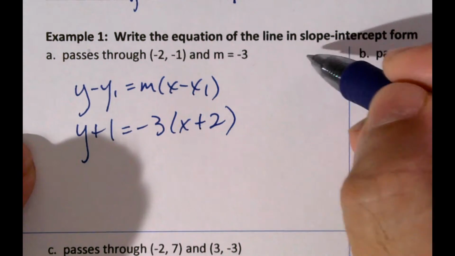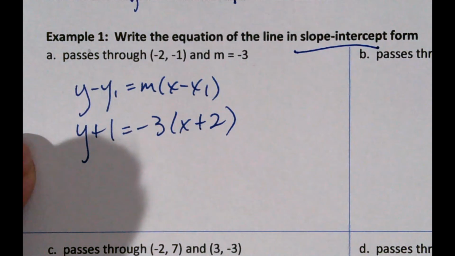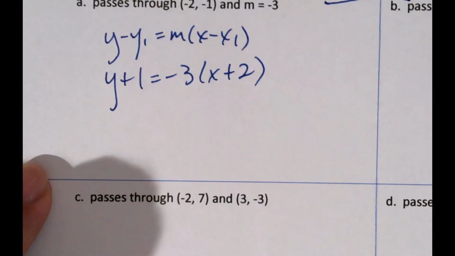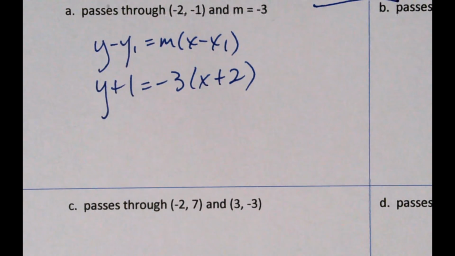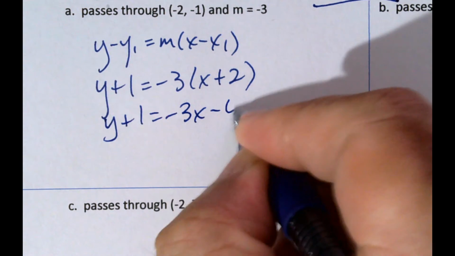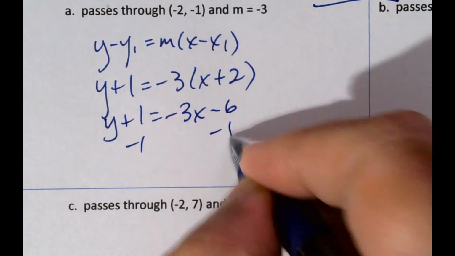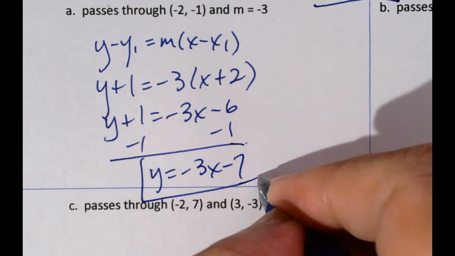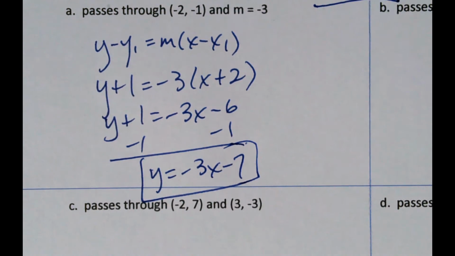But the directions say write it in slope-intercept form. That means we've got to write it in this form up here. So let's go ahead and do that. We're going to distribute on the right-hand side, so it's negative 3x minus 6. And we subtract 1, so it's y equals negative 3x minus 7. That's it.